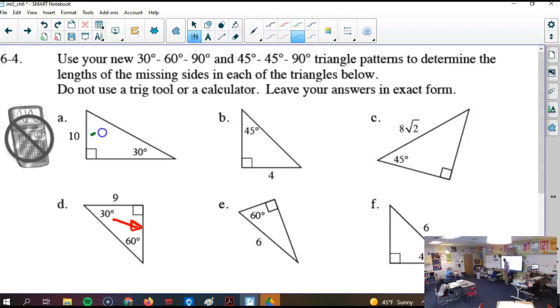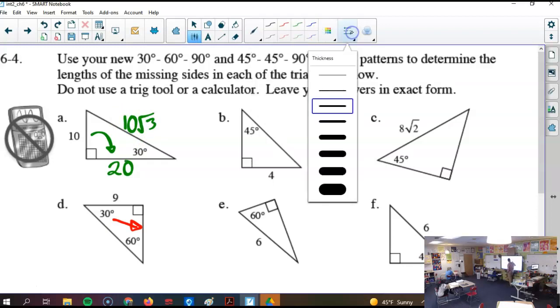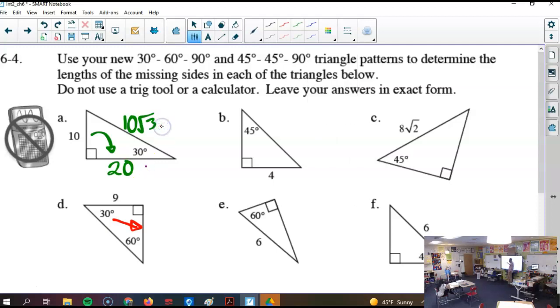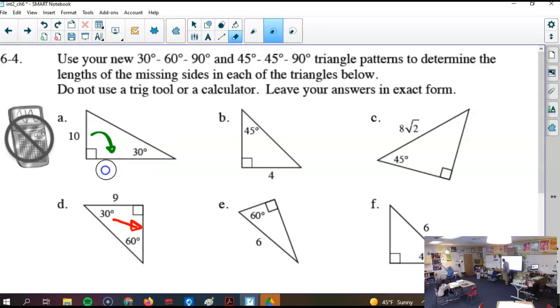Alright, so this base leg here is 20. That's the nice relationship. And then the hypotenuse, 10 radical 3. Wait, I think, no, wait, it's wrong. It's 20 and 10 radical 3, the other way around. Oh yeah, 20 is bigger than 10 radical 3. We got to make sure that we keep these things where they're supposed to be.